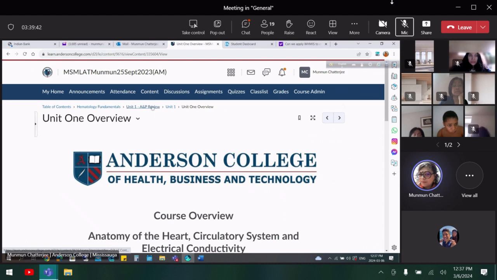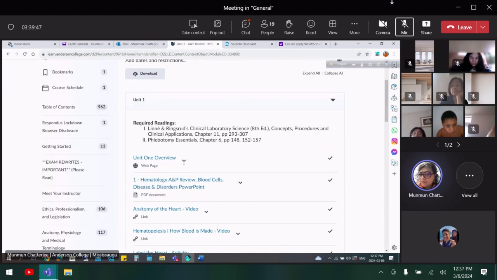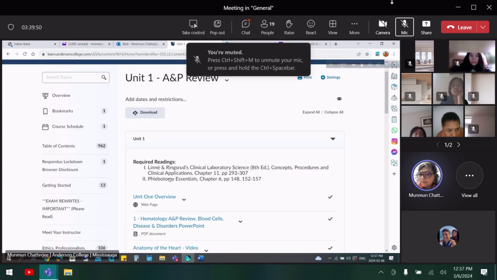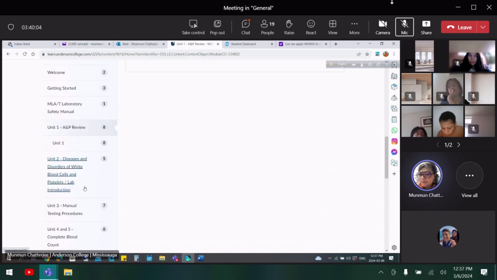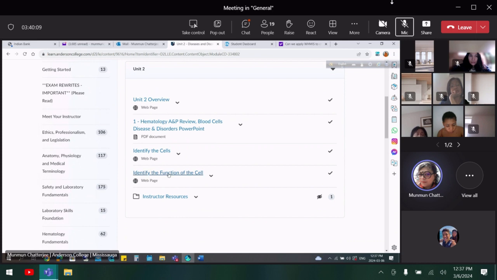Oh, you have to go here, so it's my problem. Okay, so you need number 1. Again, if you go to the top, you need number 1, and then you can see the next part of blood activity after the label heart activity. Okay, got it? Yeah. So then you are going to Unit number 2, and there you have the other things to do the same way. So you need number 2, identify the function of the cell, identify the cells. Okay, got it? Thank you.